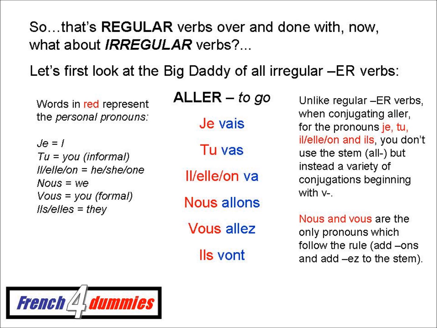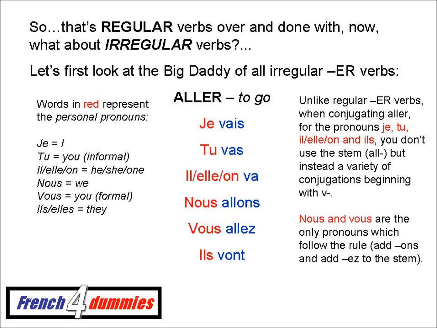Unlike regular ER verbs, when conjugating aller, it doesn't follow the normal pattern where you use the stem and then replace the ER with a different ending. This time, you're using completely new forms of the verb. So, for je, you've got vais. For tu, you've got vas. For il, elle, or on, you've got va, without an S.